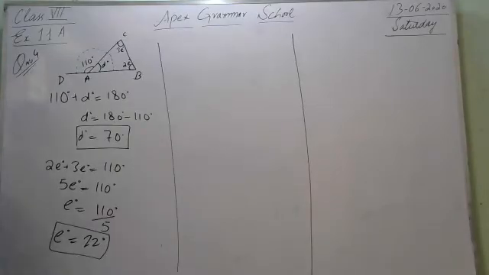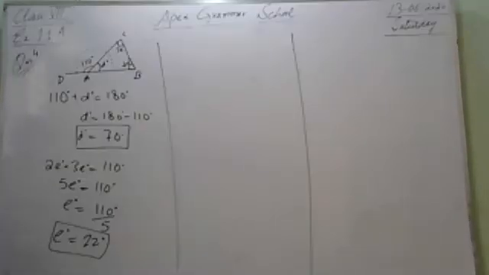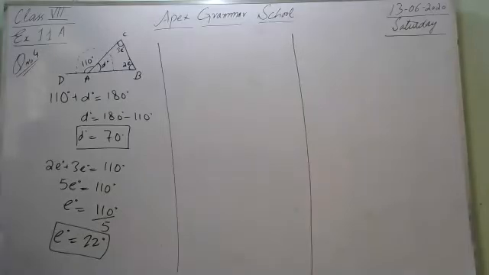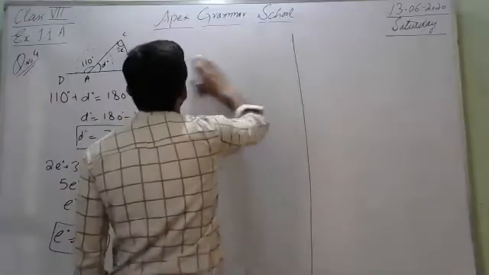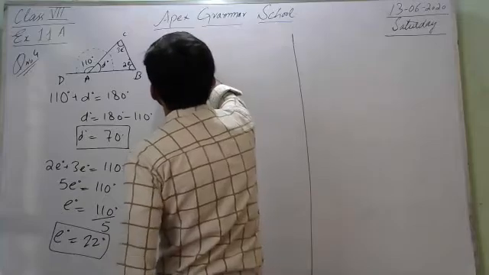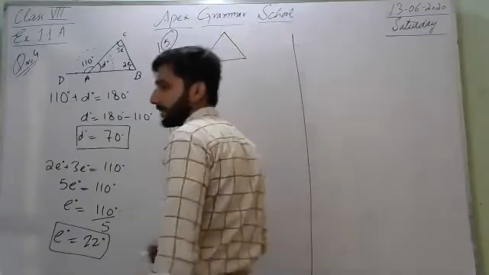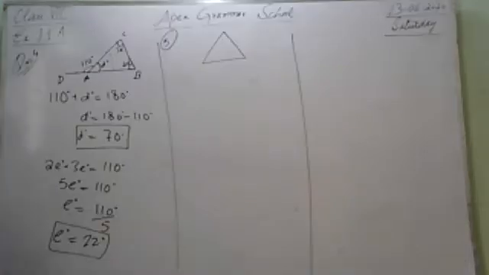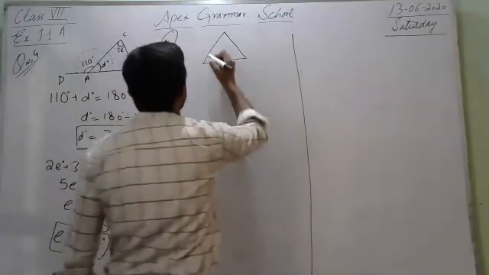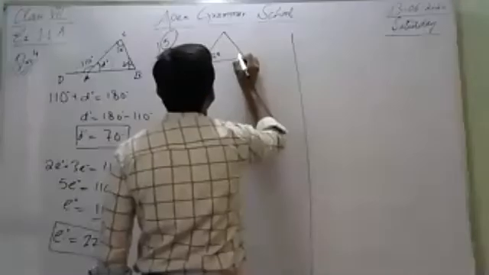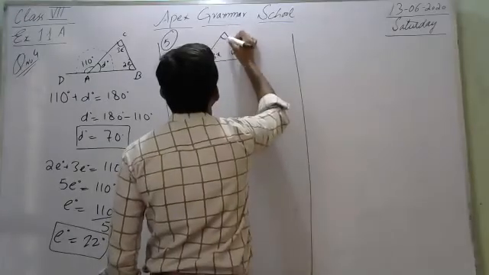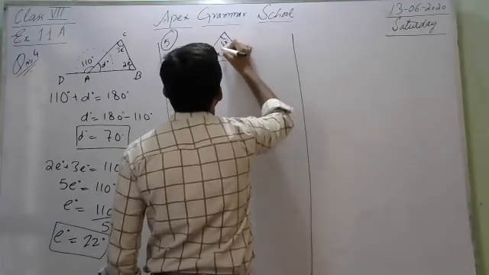Question number 5 is, if the sizes of the angles of a triangle are 3x degree, 4x degree and 5x degree, find the smallest angle of the triangle. Like this, the given is 3x, 4x and 5x degree.